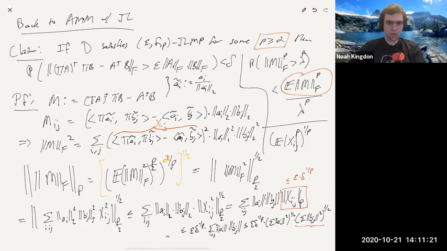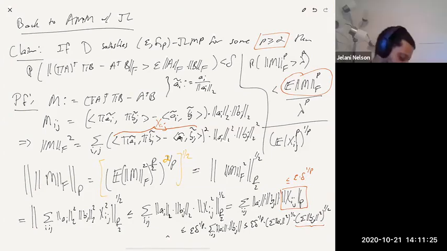Make sure we're on the same page here. The Frobenius norm of B. Yeah, exactly. It's the Frobenius norm of B. I'm just summing up the entries squared column by column, basically, right? And similarly, this is the Frobenius norm of A.